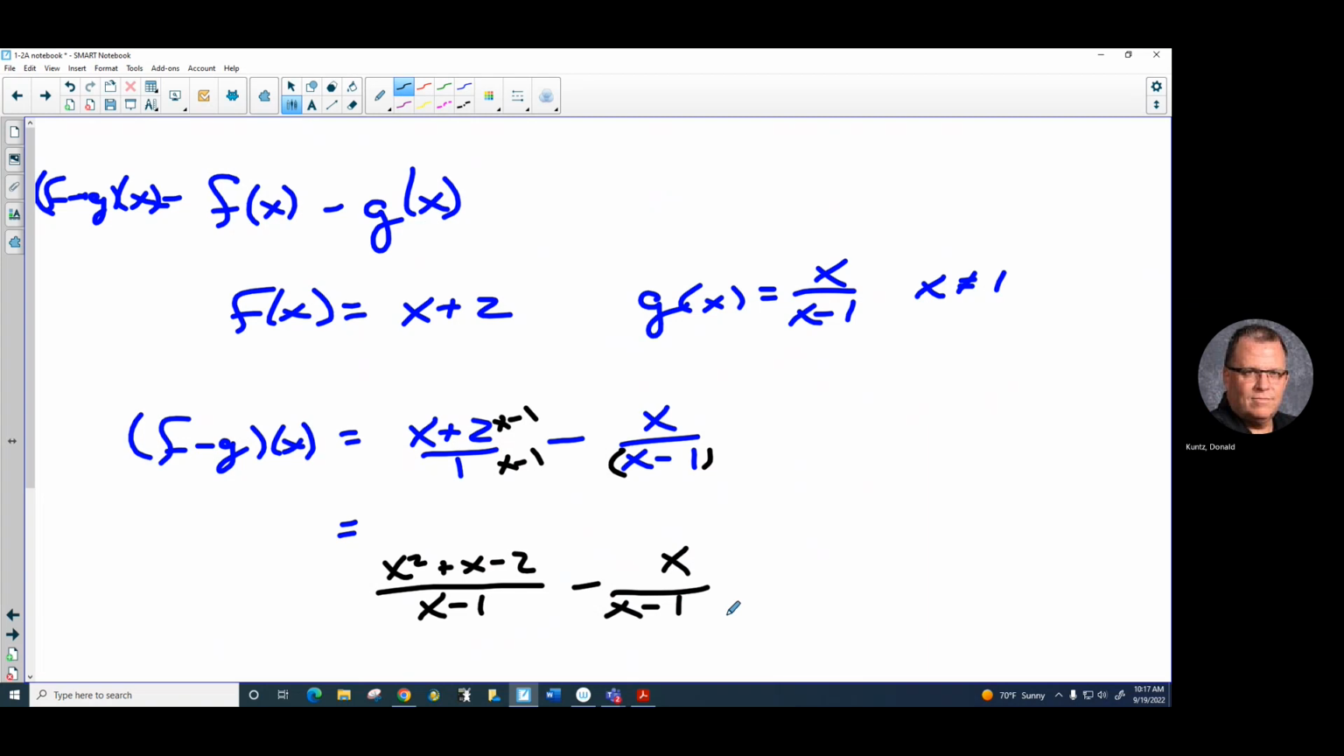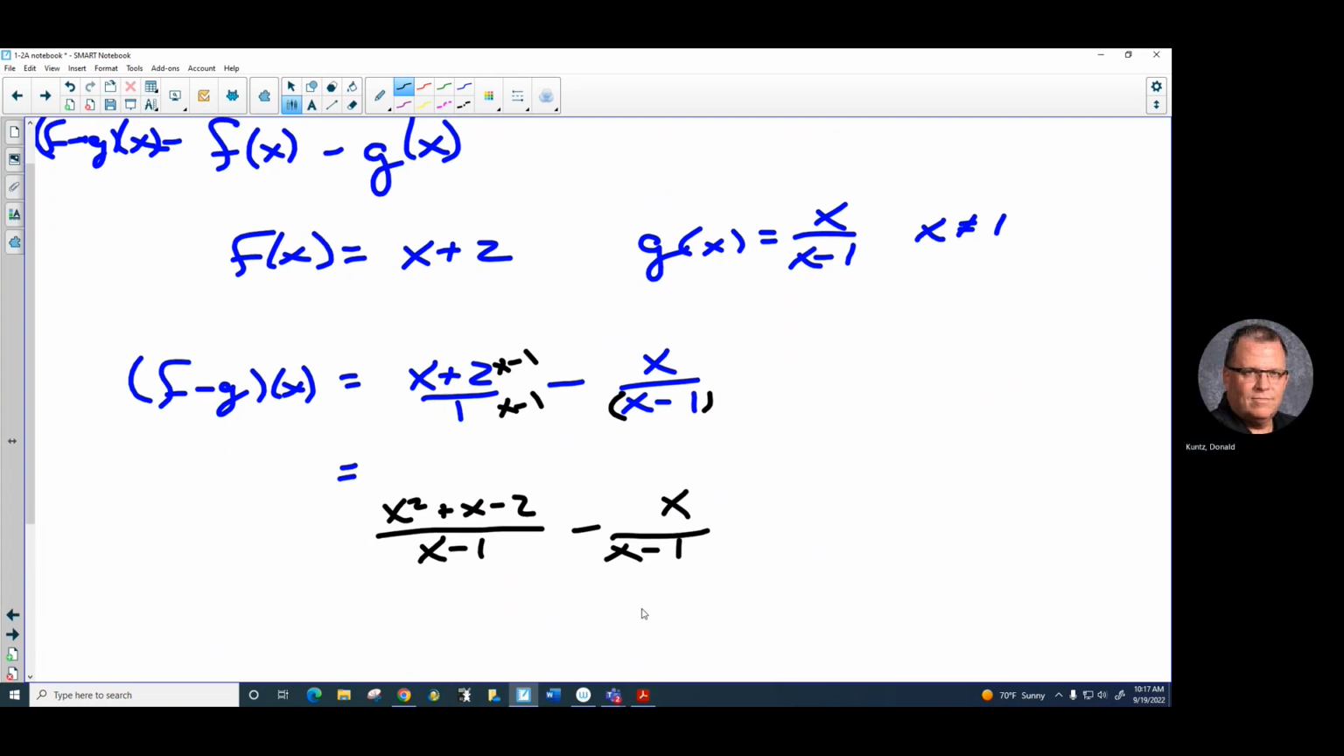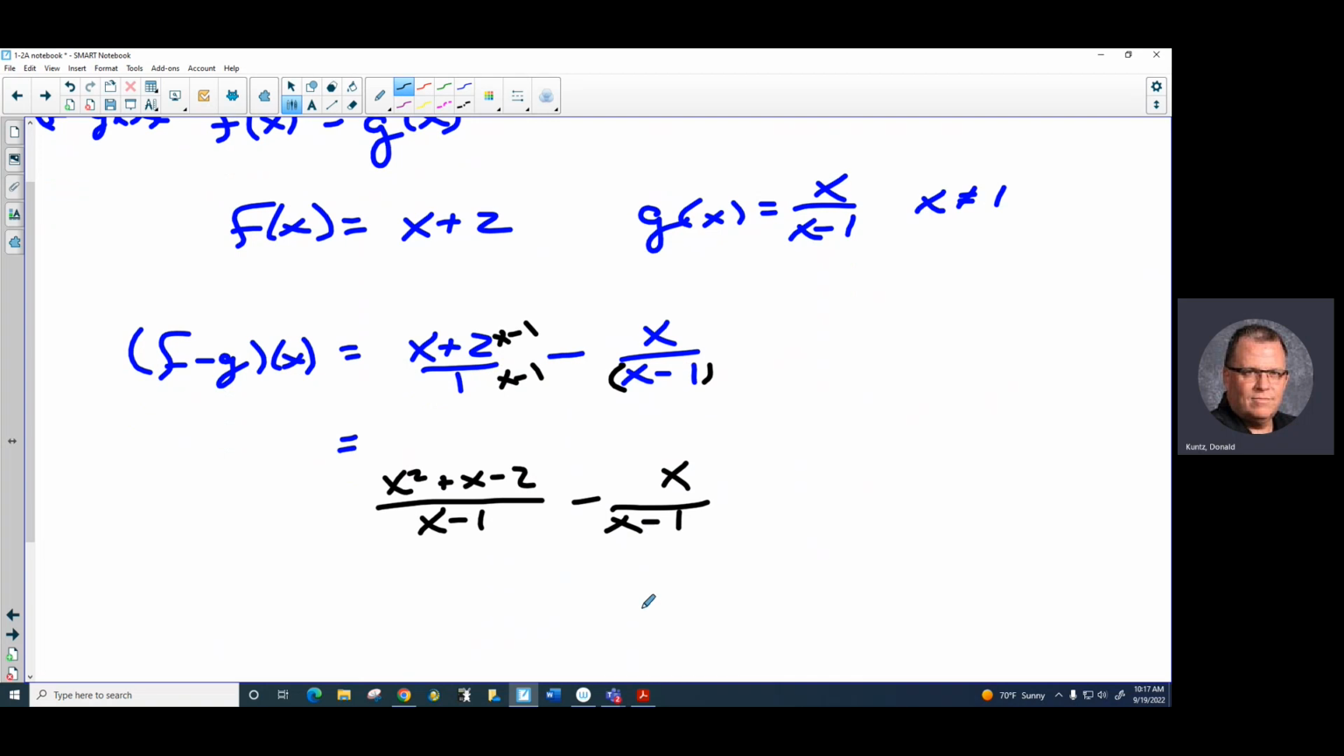So what can we do here? Well, let's look at it. We had, let's see, that's all right, that's right. All right, so now what we have is x squared plus x minus 2 minus x all over x minus 1.